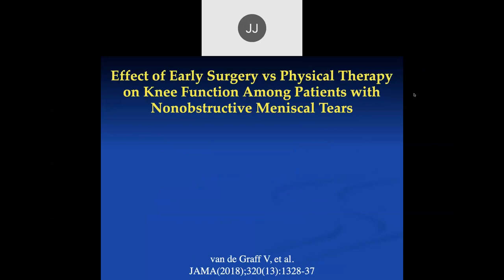Okay, here's another paper, Elior. What's the effect of early surgery versus physical therapy on knee function among patients with non-obstructive meniscal tears? By non-obstructive, they mean patients without locking or clicking or instability of the meniscal tear on MR. That's what non-obstructive means here.